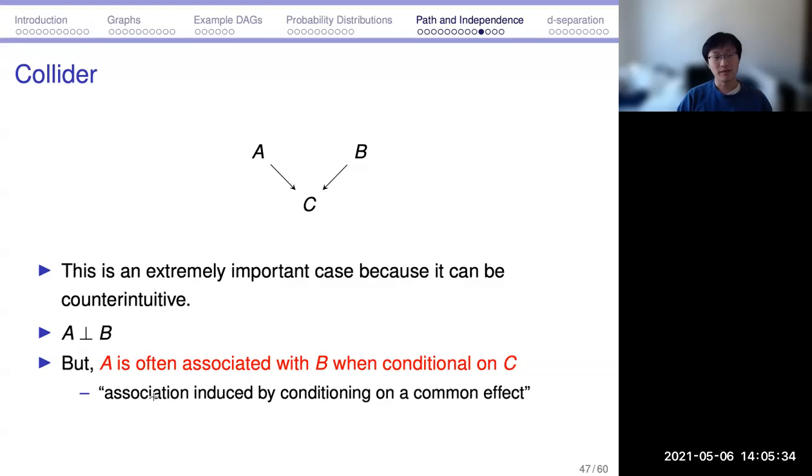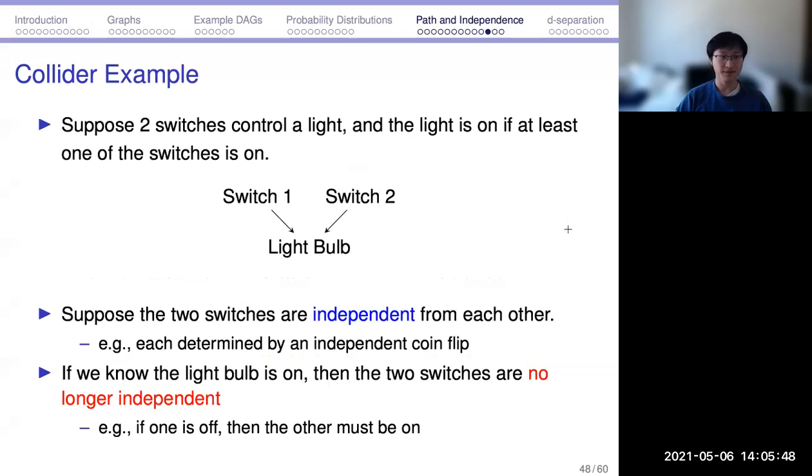So we have proved A independent of B by math. Now let's look at why it is the case that when conditional on C, we have this induced correlation or induced dependence. Okay, so let's look at this example. Suppose we have two switches controlling a single light bulb. And suppose the light is on if at least one of the switches is on. So you can think of this as an OR operator, right?